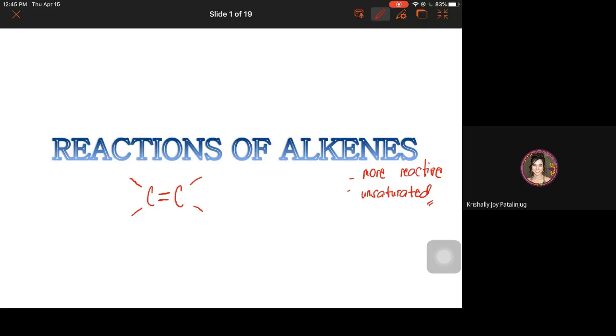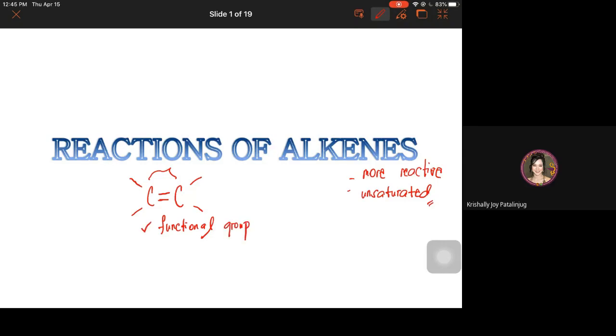as unsaturated hydrocarbons. Now, in relation to the chemistry of alkenes, most of the reactions occur in this part of the molecule, at the double bond carbons. Why? Because this is the functional group. This is the functional group of alkenes, the carbon to carbon double bond.